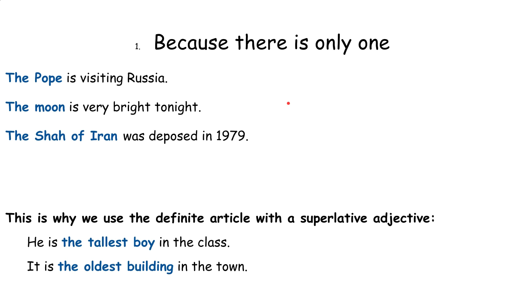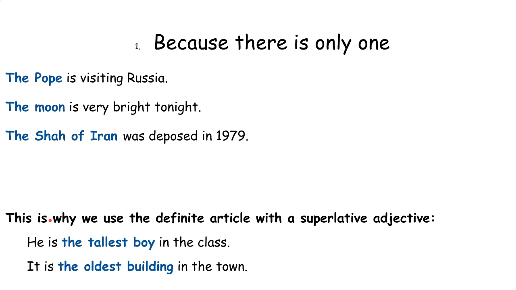Number one, because there is only one. We use the before a noun when there is only one. For example, the Pope is visiting Russia. There is one Pope in the world. The moon is very bright tonight. The Shah of Iran was deposed in 1979. So we say the before the noun when there is only one.